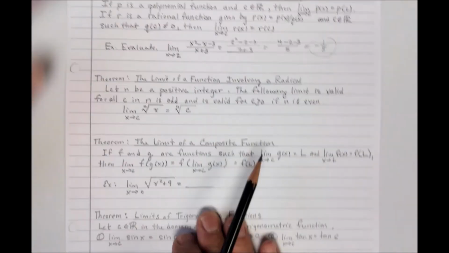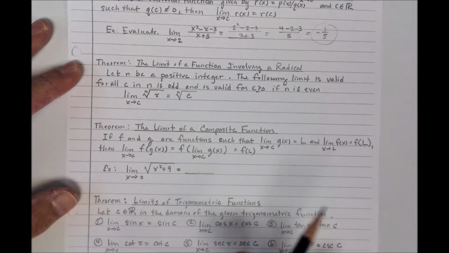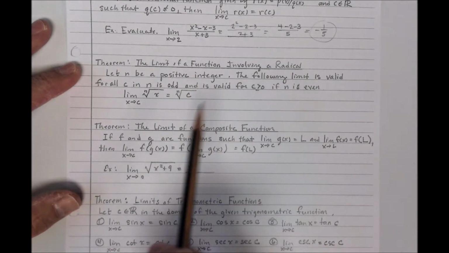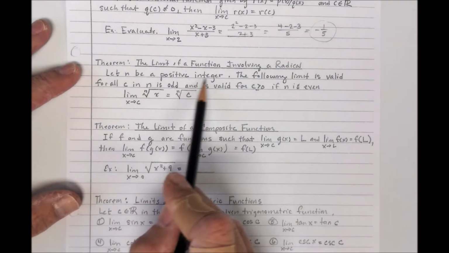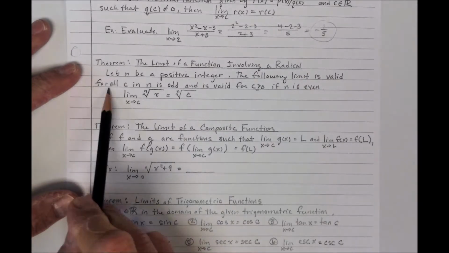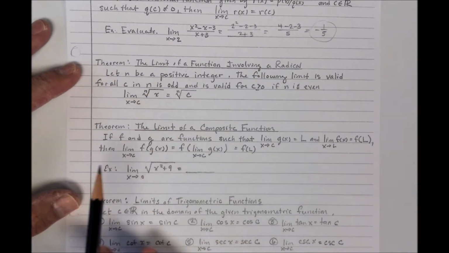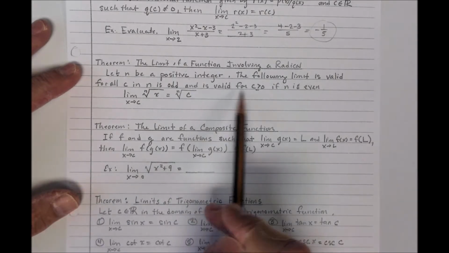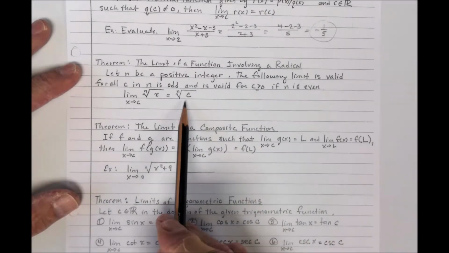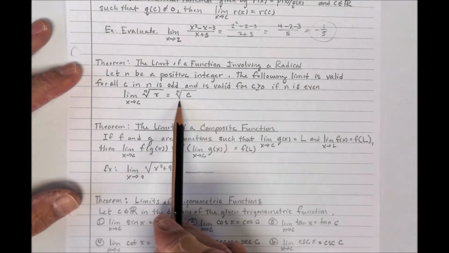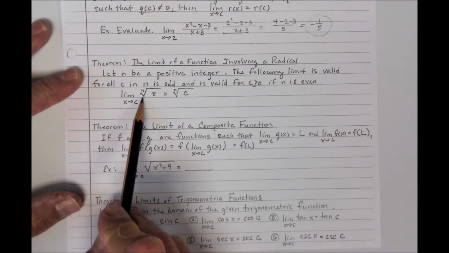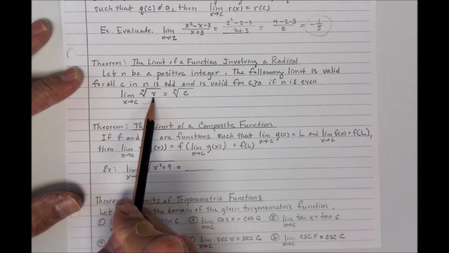Another type of function where you can use direct substitution under the right circumstances are radical functions. The limit of a function involving a radical. Let n be a positive integer. The following limit is valid for all c if n is odd, because you can take an odd root of a positive or negative number, and it's valid for c greater than or equal to 0 if n is even, because you can't take an even root, like a square root or a fourth root, of a negative number. It says that the limit as x approaches c of the nth root of x is the nth root of c. Again, direct substitution.